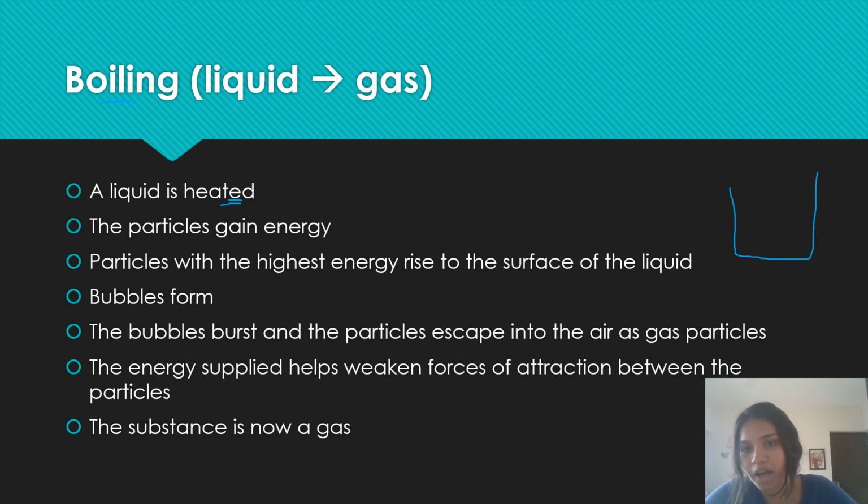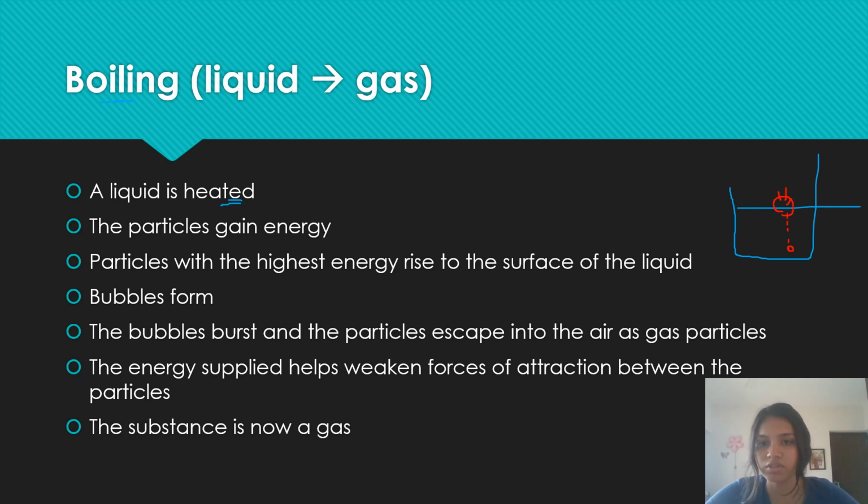So supposing this is a pan of water on the stove, if you have a particle that has high energy, it's going to rise to the top. Okay, and when it rises to the top, it forms a little bubble. Now what happens is these bubbles burst. When these bubbles burst, the particles escape into the air as gas particles. That's how they change from liquid to gas.